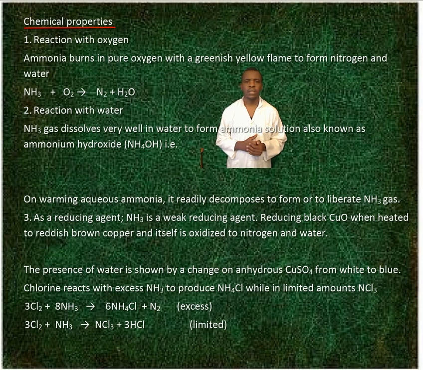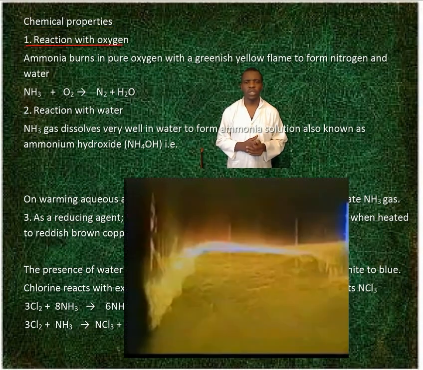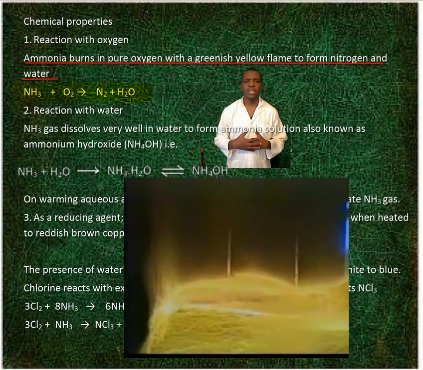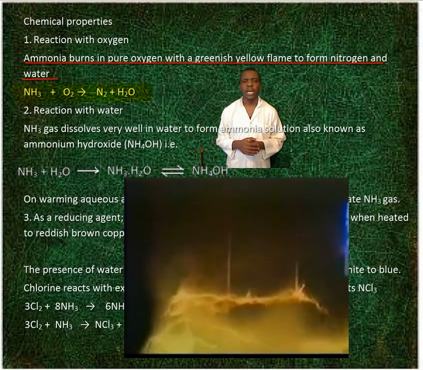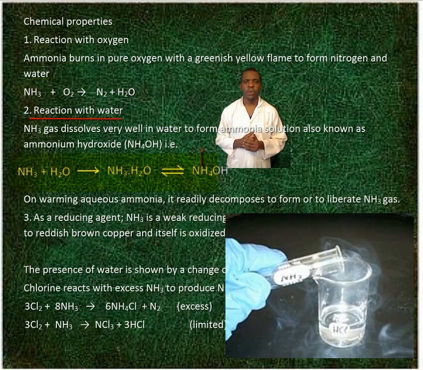Chemical properties. Reaction with oxygen. Ammonia burns in pure oxygen with a greenish yellow flame to form nitrogen and water. Reaction with water. Ammonia gas dissolves very well in water to form ammonia solution, also known as ammonium hydroxide. On warming aqueous ammonia, it readily decomposes to liberate ammonia gas.